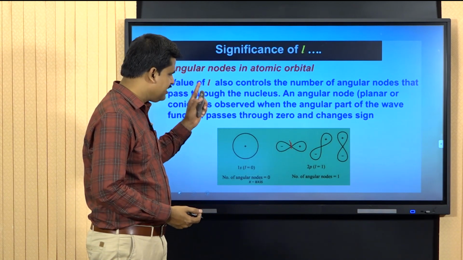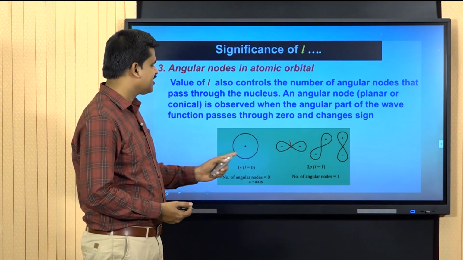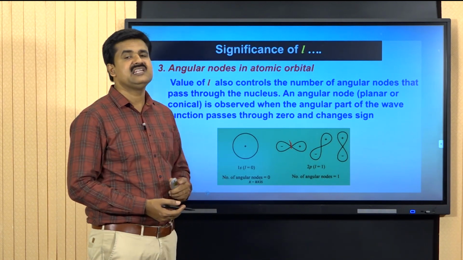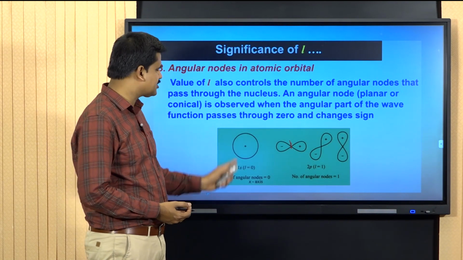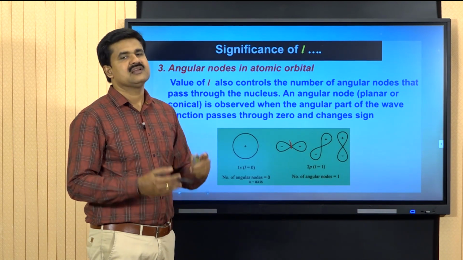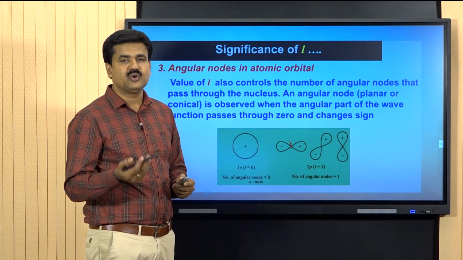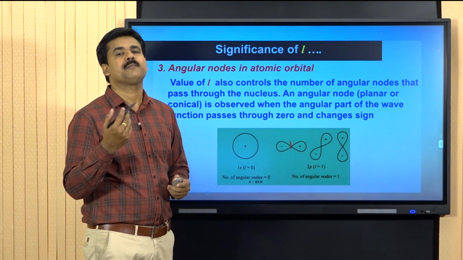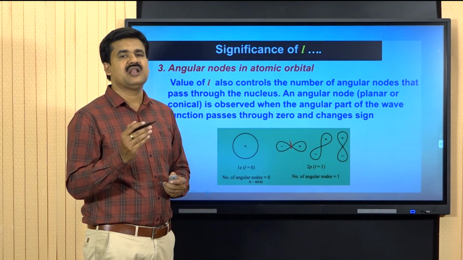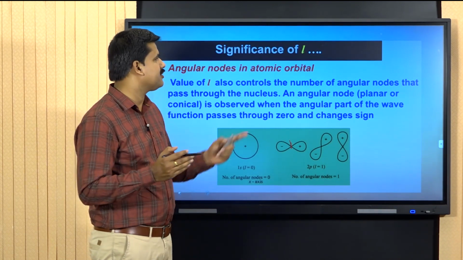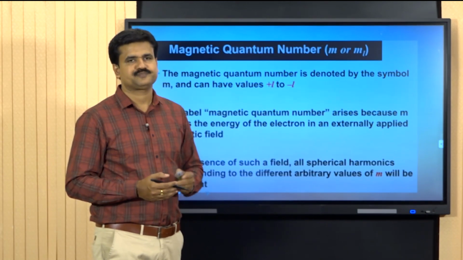And for the s subshell, l is equal to 0. This represents an s orbital, and for s orbital l is equal to 0. That means there is no angular node or planar node or conical node. Hence, number of angular nodes can be computed from the value of l.